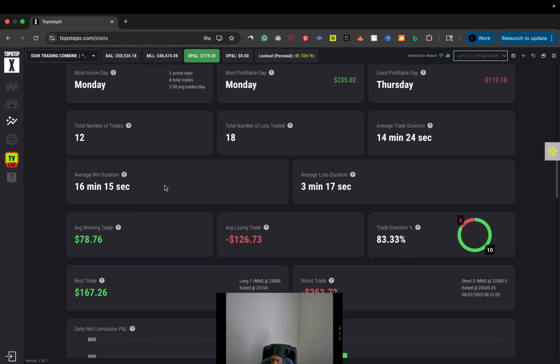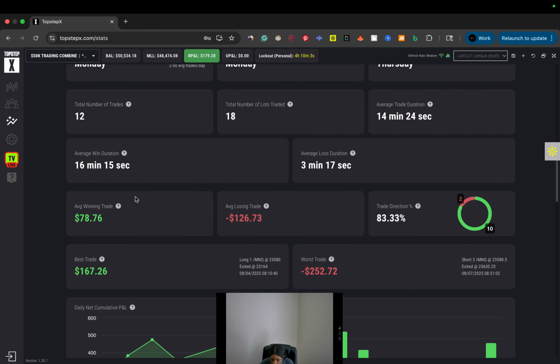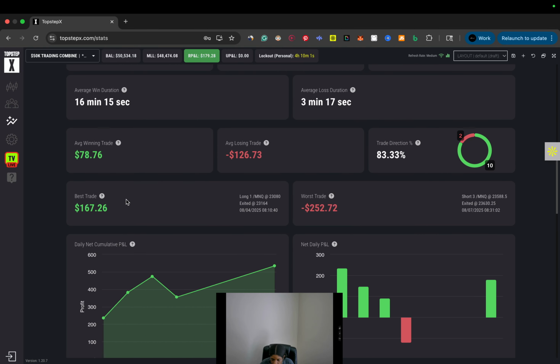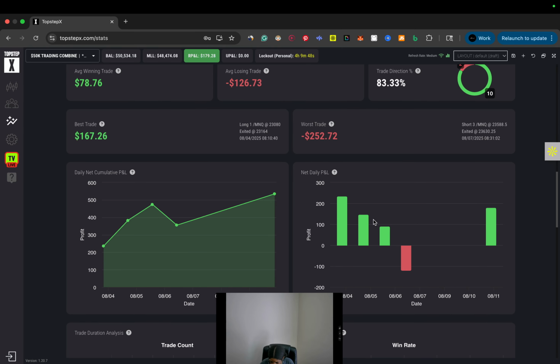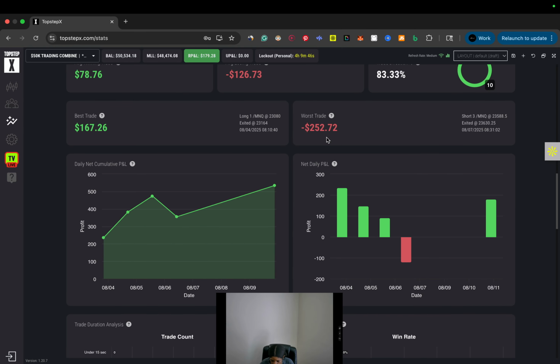So the longer I'm in a trade, the higher the chance I have of winning that trade. Average win duration is 16 minutes. Average winning trade is $78. For trade direction, the percentage of long trades versus short trades, we've been going long because NAS has been quite bullish.